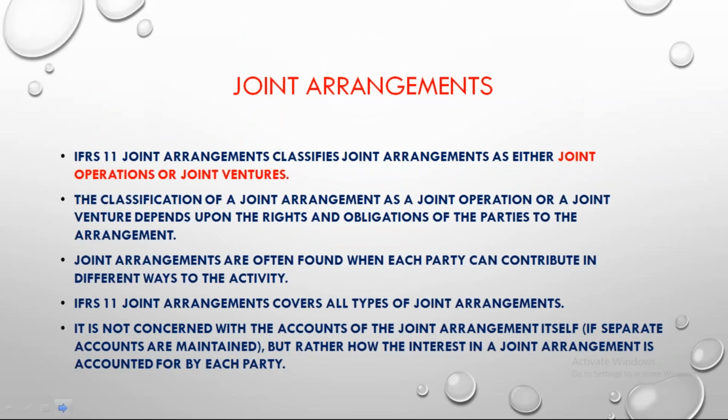So joint arrangements, there are two types of joint arrangements. When you say joint arrangement, it is simply equal participation. So it can be a joint operation or a joint venture. I want you to note down, a joint arrangement can be a joint operation or a joint venture. There are two types of arrangements. I'll come to that one in a minute. Whether the joint arrangement is a joint operation or joint venture will depend on the rights and obligations of the parties to the arrangement.